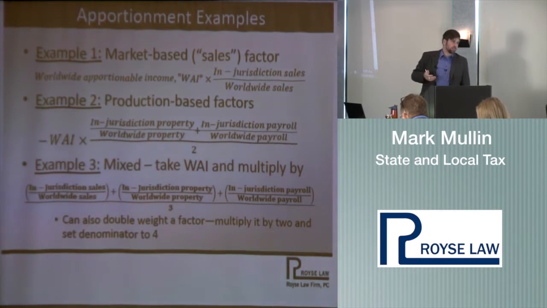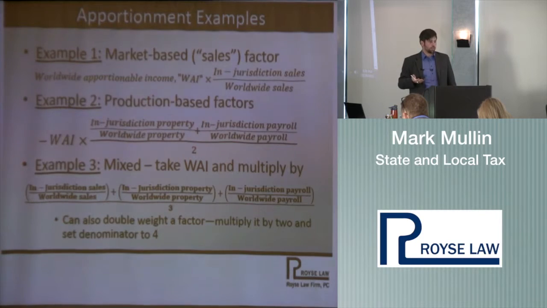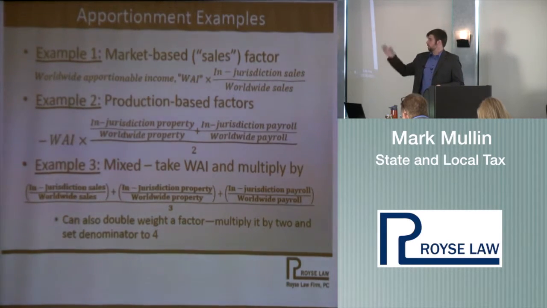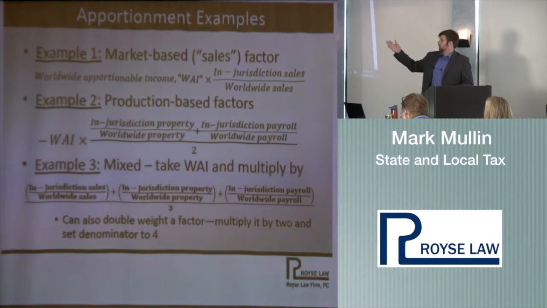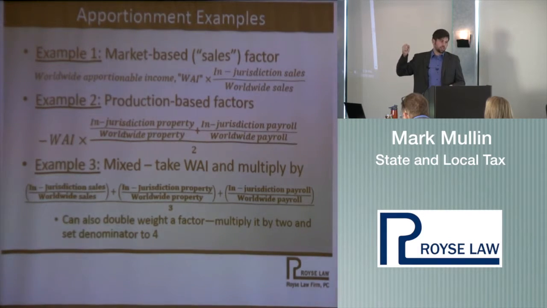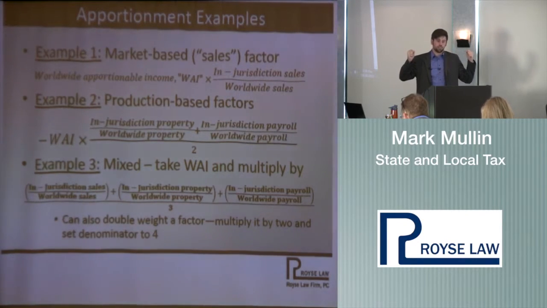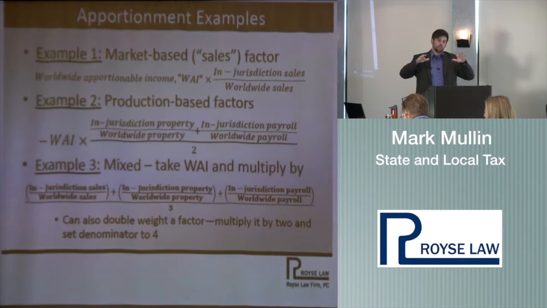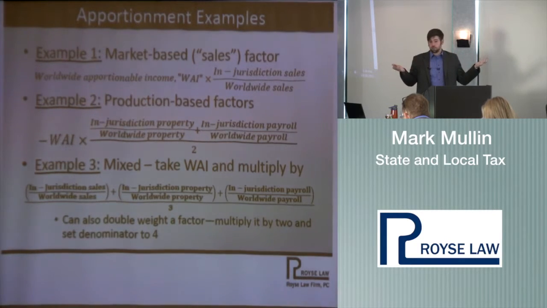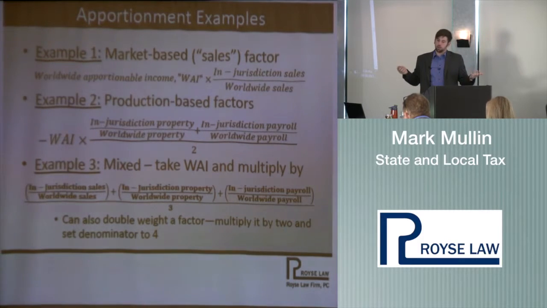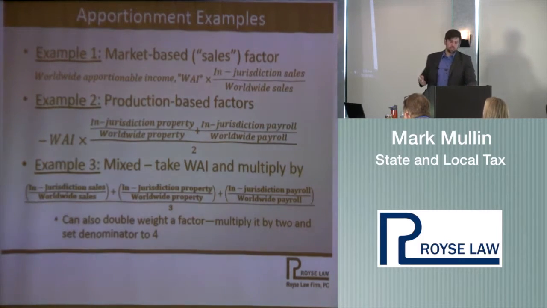A second way to go about it might be to use production-based apportionment, where you're going to use production-based factors. Here, again, you're going to take the unitary business's worldwide apportionable income, and you're going to multiply it by the percent of property that the business owns that's in the jurisdiction, plus the percent of the payroll that that company pays that's in the jurisdiction. You're going to add them together, and you're going to divide them by 2 to make sure you don't have a ratio that's over 1. And finally, example 3 is where you combine market-based apportionment with production-based apportionment.